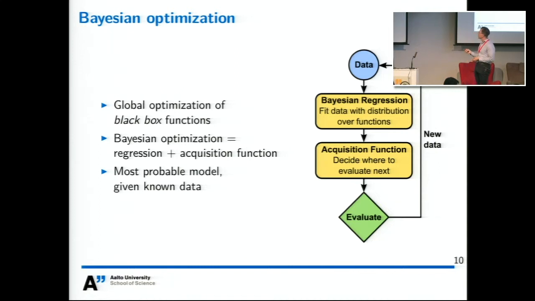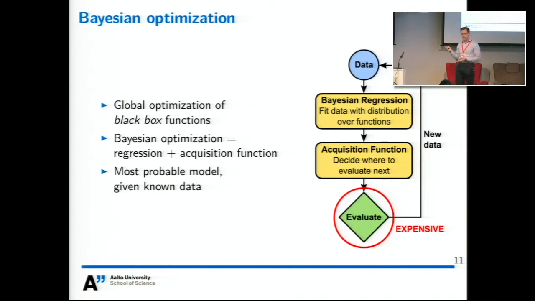First, based on the currently known data, we use Bayesian regression to fit the data over a distribution of functions. These are the Gaussian processes that we have heard earlier today. Then we use a so-called acquisition function to determine which point to evaluate next. In our case, this means that we choose an atomic configuration for the energy calculation. Then, with the obtained energy, we feed it back to the model and do the fit again, and then we iterate this process.